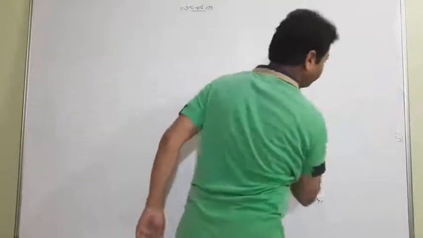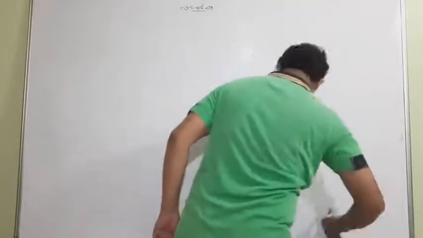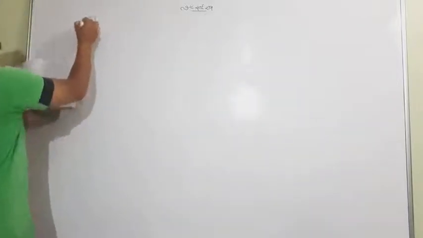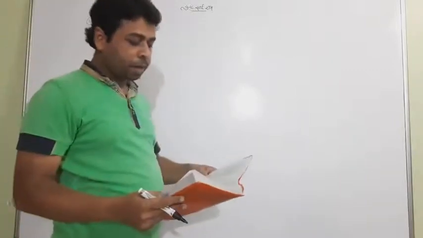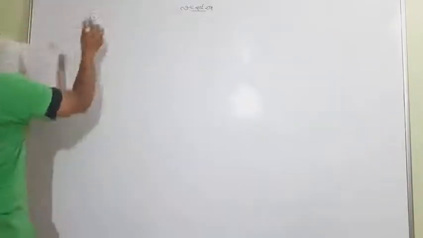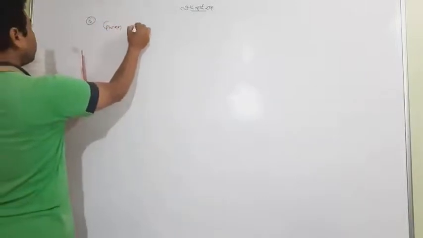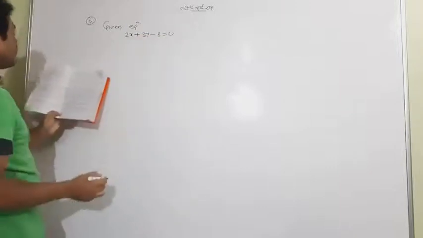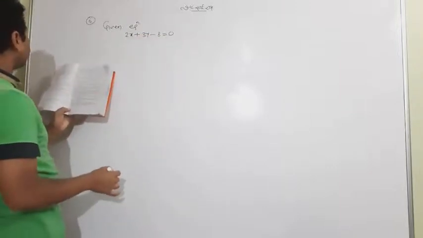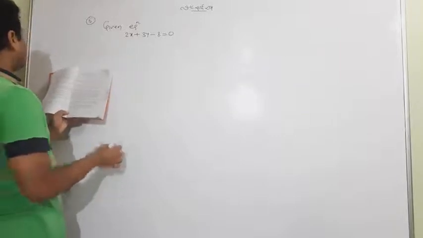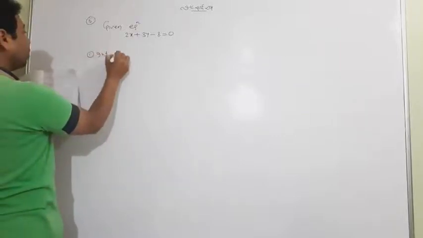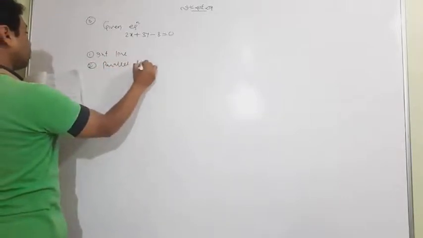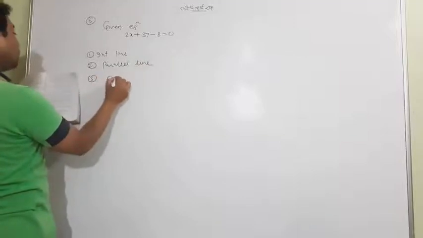Question number 6. Given the linear equation 2x plus 3y minus 8. The question says, write another linear equation in two variables such that the pair so formed, first will be intersecting lines, second will be parallel lines, and third will be coincident lines.